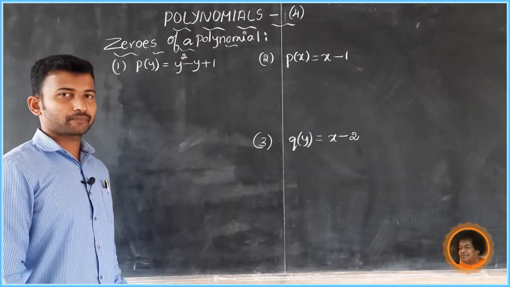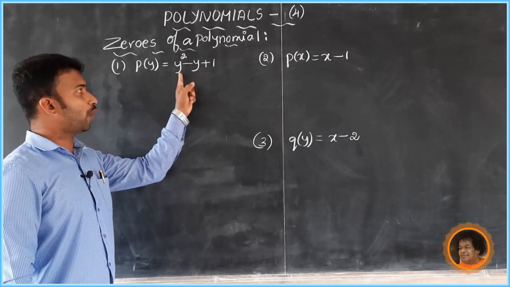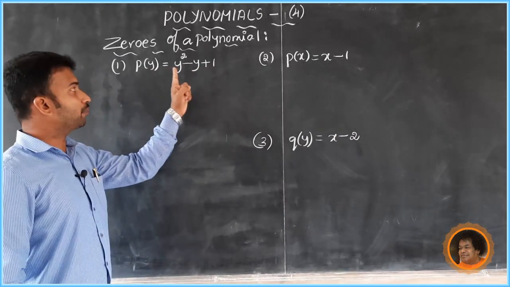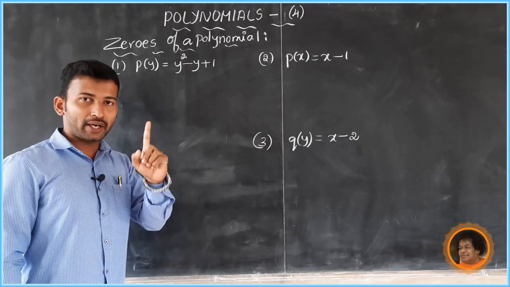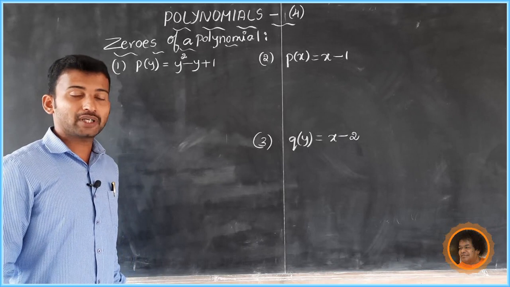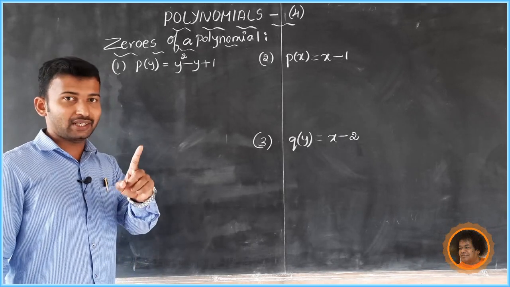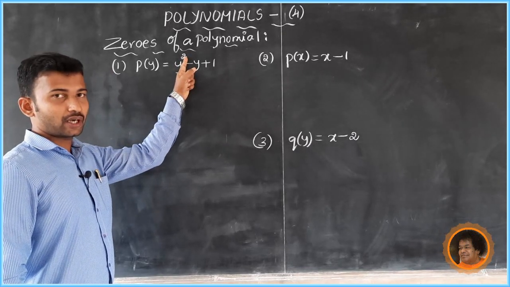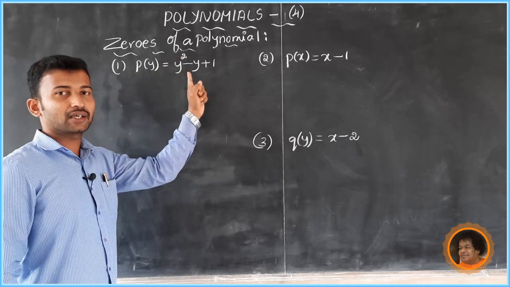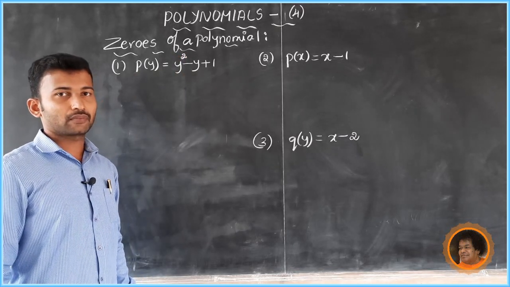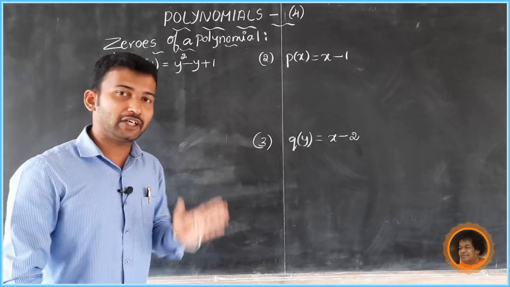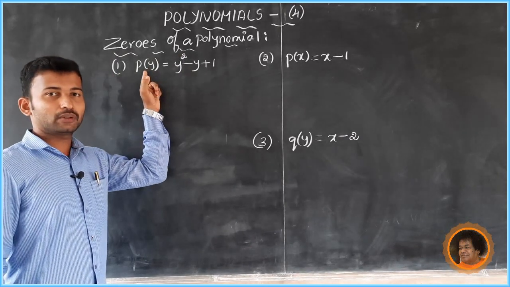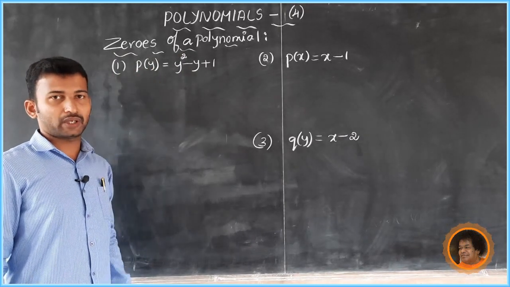Next example, p of y is equal to y square minus y plus 1. This polynomial is a quadratic polynomial because the variable is y and its power, or degree, is 2, so it is called a quadratic polynomial. Let us find the different values by substituting y is equal to 0, 1, minus 1.